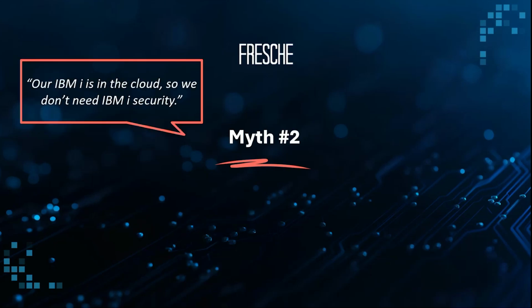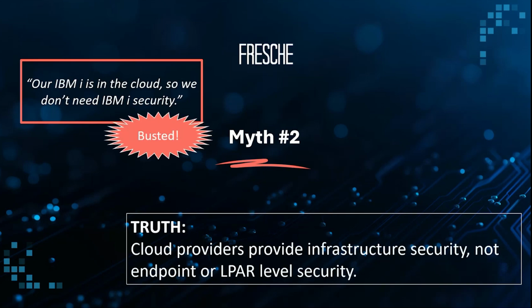Number two: our IBM is in the cloud, so we don't need IBM security. We see a transition of a lot of small to mid-sized customers moving away from on-prem servers and into the cloud. Typically, a cloud provider will provide infrastructure level security. Again, a VPN connection, and they'll probably have SOC 2 compliance implemented on the infrastructure, which is great. And it's great to be in that infrastructure, but it can also lead to a false sense of security, thinking that you don't have to worry about security on the IBM at all.